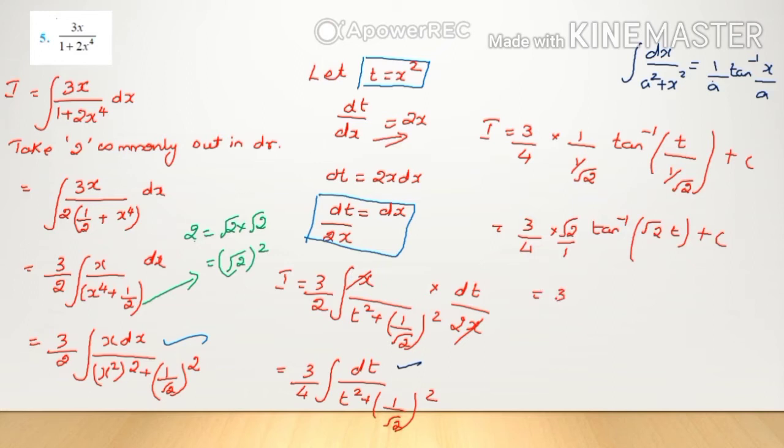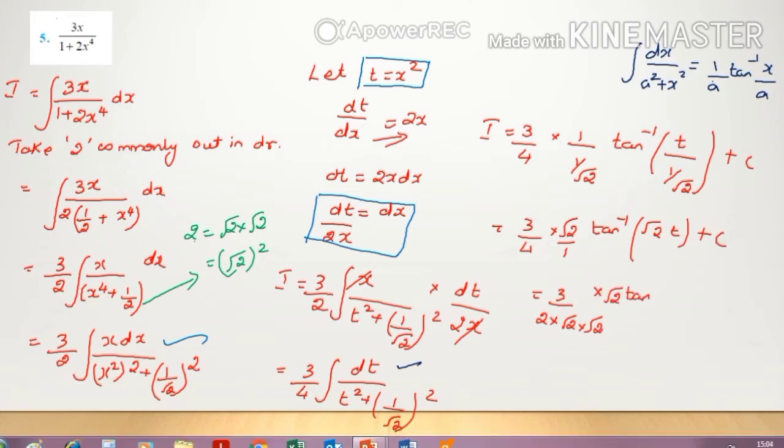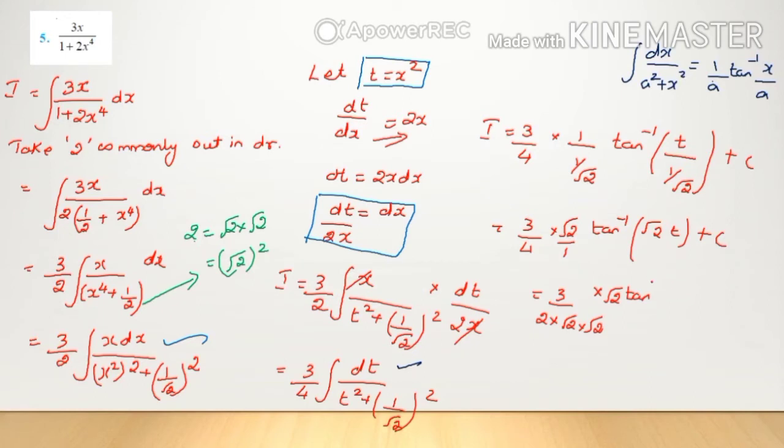So this is equal to 3 by 4. This 4 can be written as 2 twos are 4, so once again the 2 can be written as root 2 into root 2, in order to cancel this root 2. So tan inverse of root 2 into what is the value of t? The t value is nothing but x square. So let us substitute that, x square plus c.